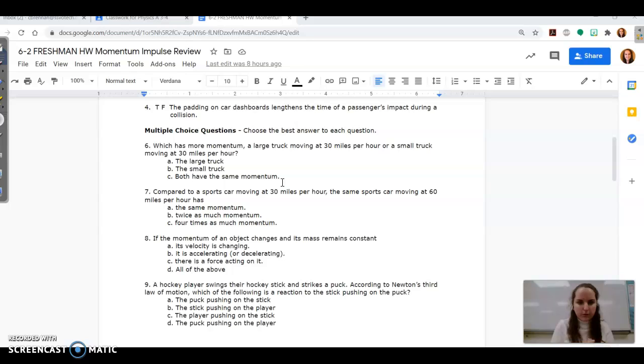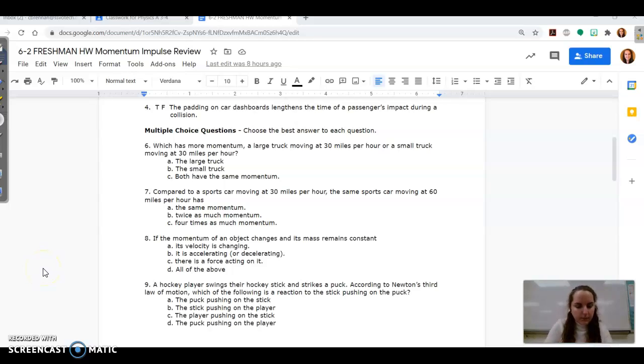So multiple choice questions. Which has more momentum, a large truck moving at 30 miles per hour or a small truck moving at 30 miles per hour? So this is when you need to recognize that momentum is equal to your mass times velocity. So they're both going the same amount of velocity, but now it's like the rhino and the toddler, right? We have to recognize which one has more mass, and that is going to be the truck.